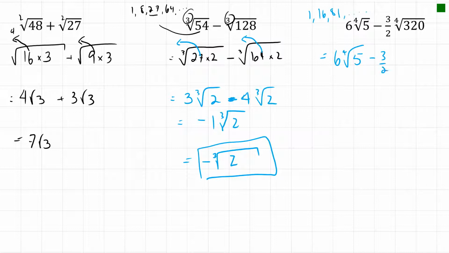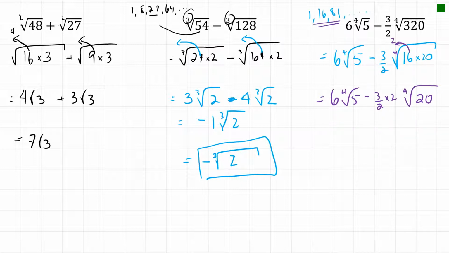And for 3 halves, 320 is divisible by 16, so it's 16 times 20. Now 16 is a perfect fourth power. It is 2, so simplifying I get 6 fourth root 5 minus 3 halves times 2 times the fourth root of 20. And 20 doesn't divide evenly by any of these, so I know I've come as far as I can with that under the radical.